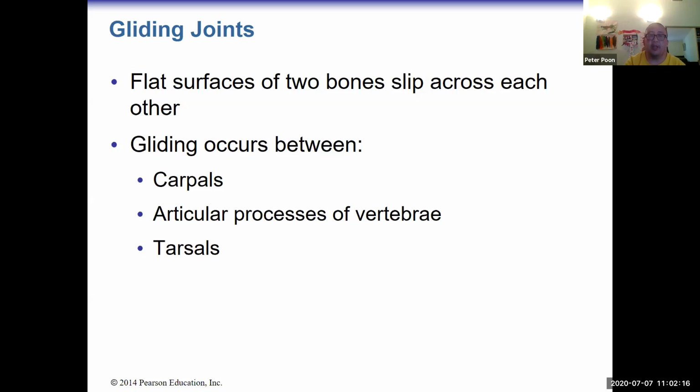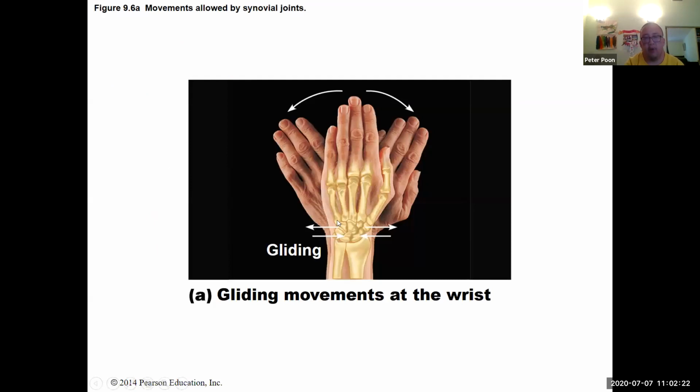In gliding joints, the flat surfaces of two bones slide past one another. Here's the gliding: the little bones in the wrist are moving. When you turn your body around, you're turning your vertebrae on each other. That's a gliding motion.